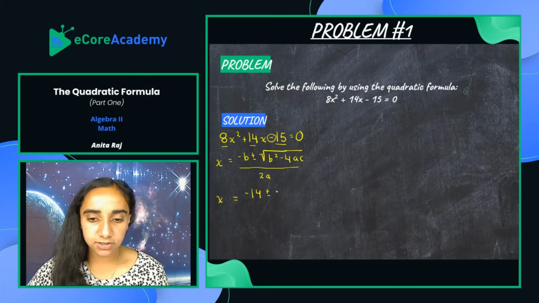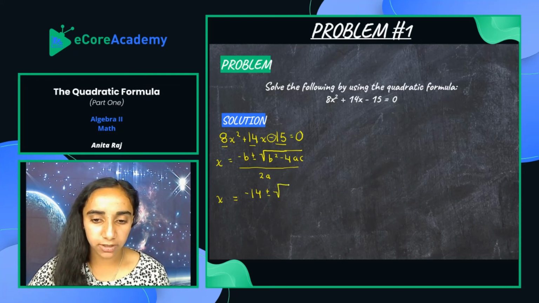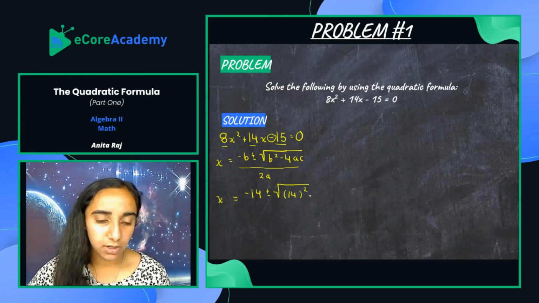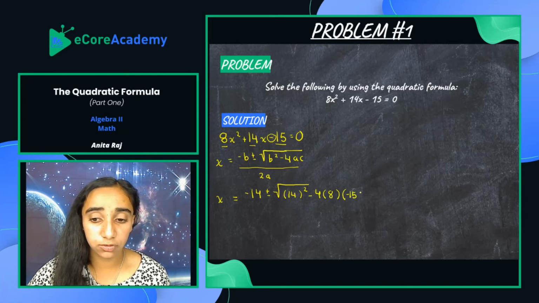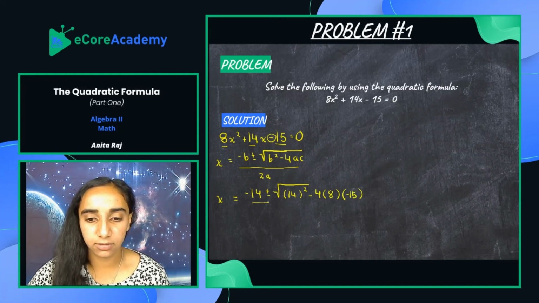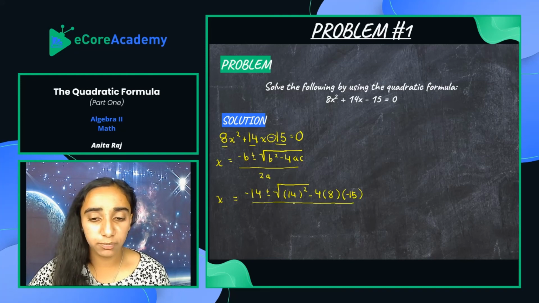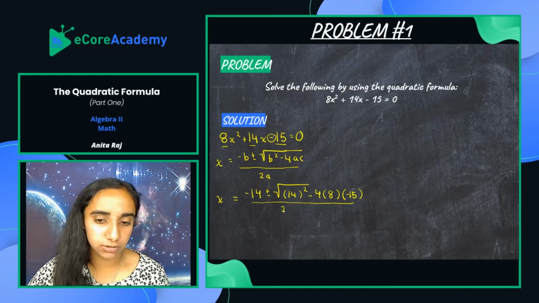So plus or minus the square root of b squared. B squared is just 14 squared, because remember 14 is positive. 14 squared minus 4 times a, our a value is 8, and our c value is negative 15. So that would be this whole thing totally expanded out. And then that would all be over 2 times a. So 2 times 8.